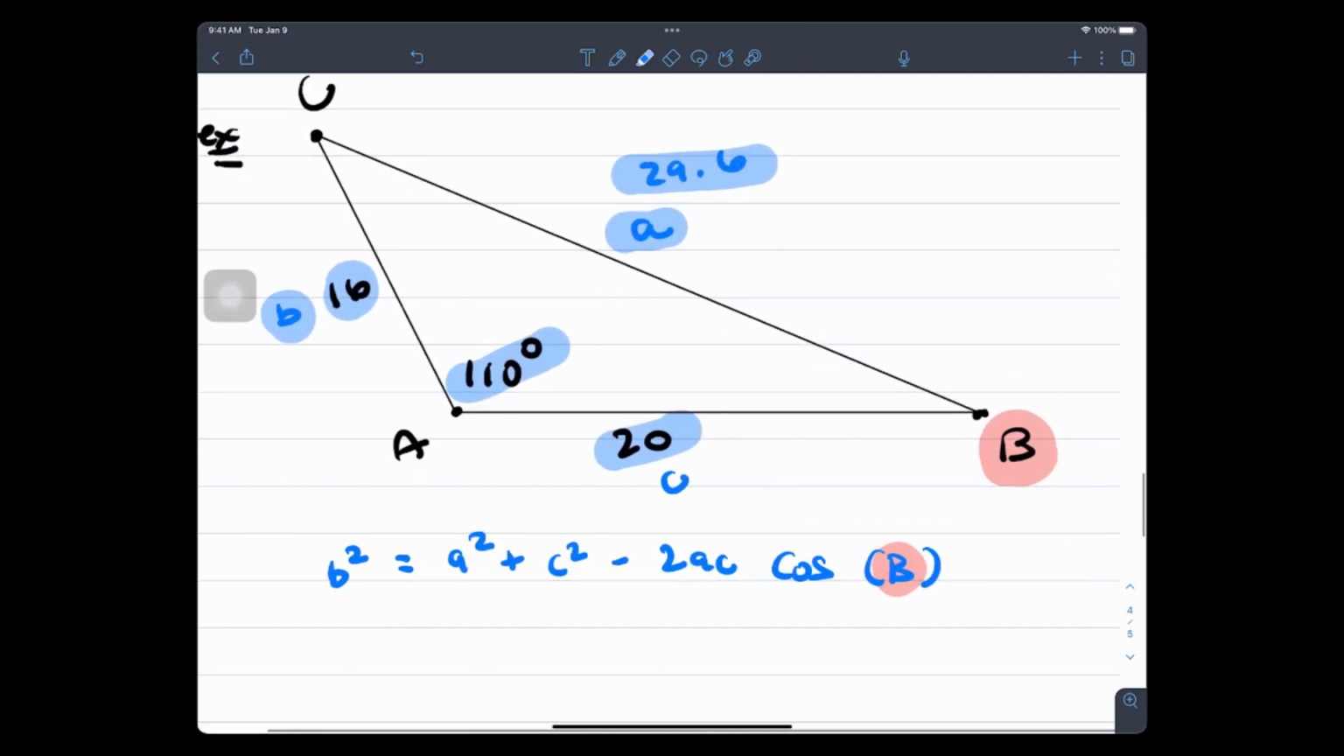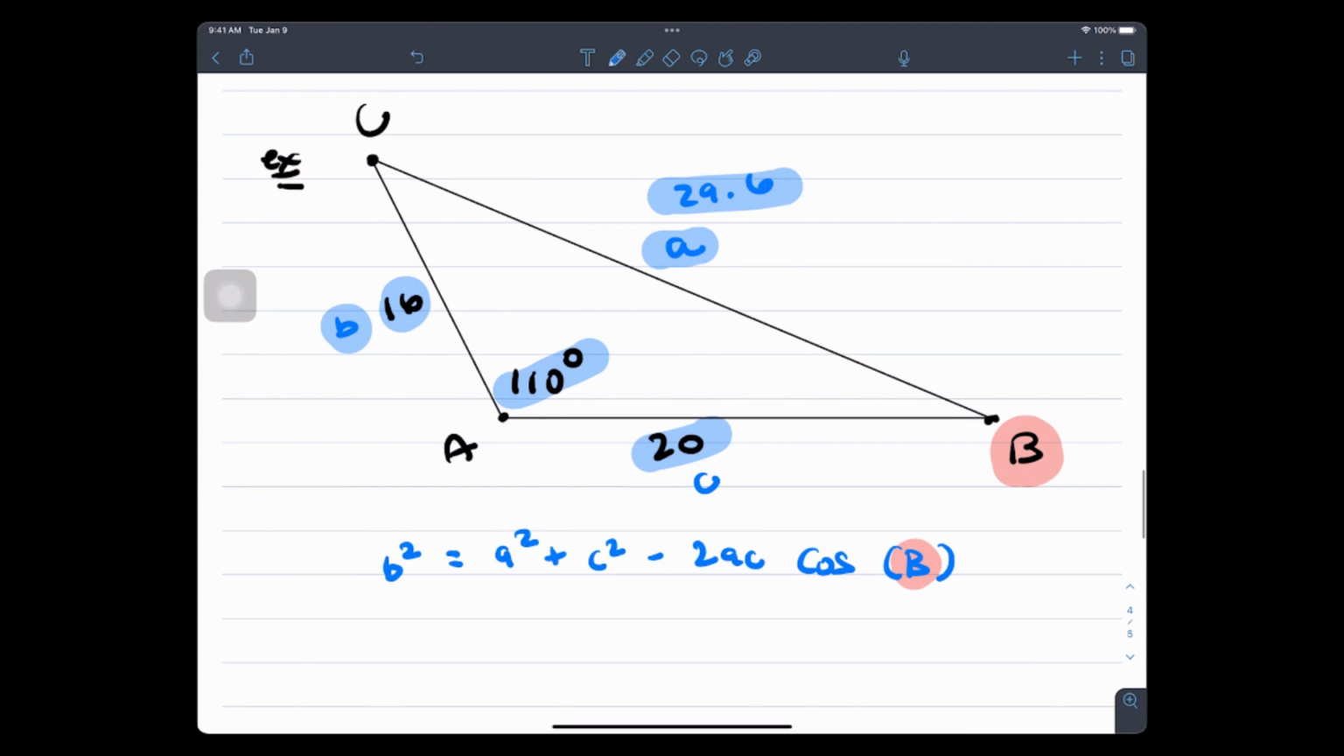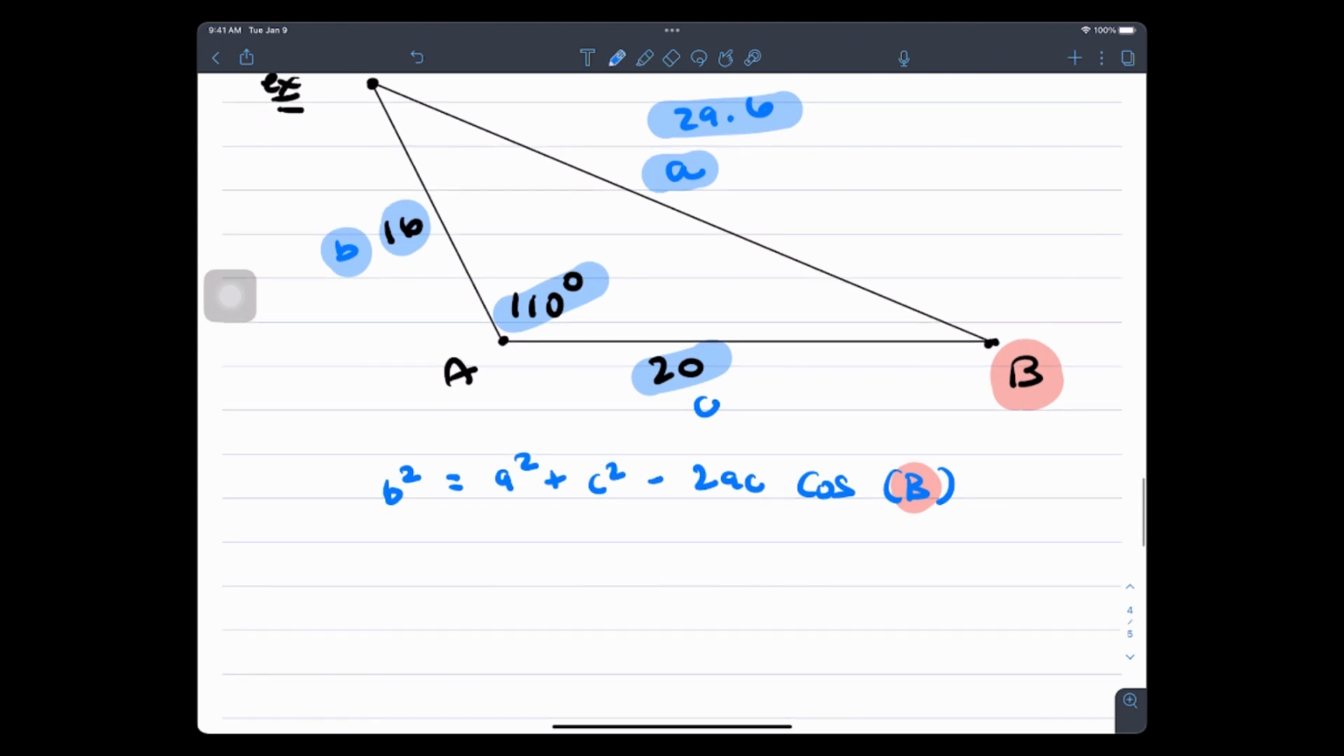So that's exactly what we did. Now fill in the values. You fill in the values and you get what? 16 squared. Isn't that b? We got a, which is 29.6 squared, c, 20 squared, minus 2 times 29.6 times 20 cosine of angle B. That's what you guys do.